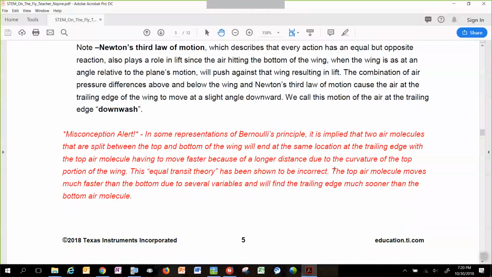However, what's not true is that those air molecules will end up at the same place on the back side of the wing. It turns out that that's not the case. So this equal transit theory has been shown to be incorrect. However, I will say that Bernoulli's principle still holds true here, that the air molecules above the wing are traveling faster than air molecules below the wing. It's just that they don't end up at the same place at the same time on the back side of the wing. Okay?